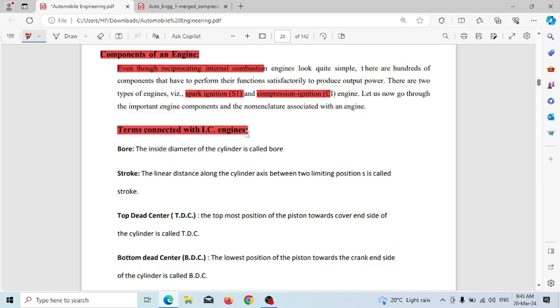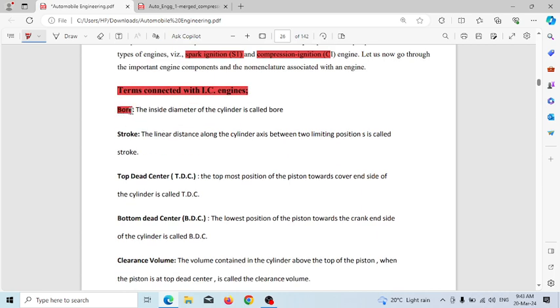The terms connected with an IC engine: the first term is bore. The inside diameter of the cylinder is called bore. Next, stroke. The linear distance along the cylinder axis between two limiting positions is called stroke.